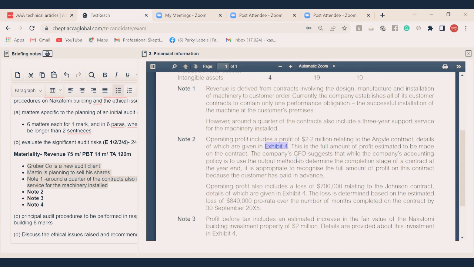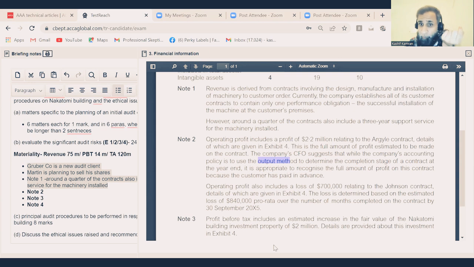The company's CFO suggests that while the company's accounting policy is to use the output method to determine the stage of completion of the contract at the year end, it is appropriate to recognize the full amount of profit. Can we recognize the full amount of profit on a contract? Is that right, when the company is using an output method to determine the completion stage? What is the relevance of an output method?